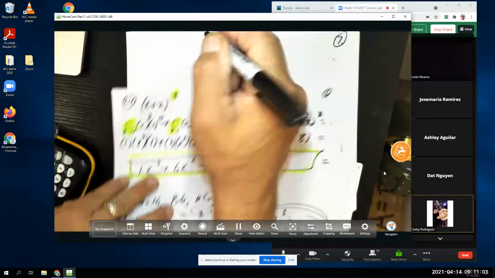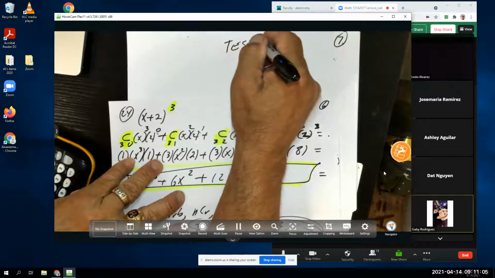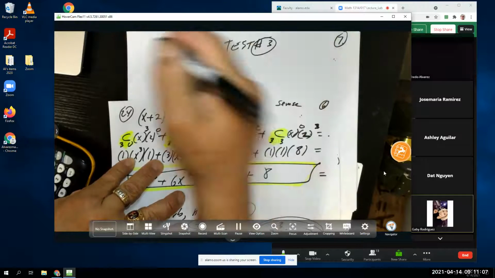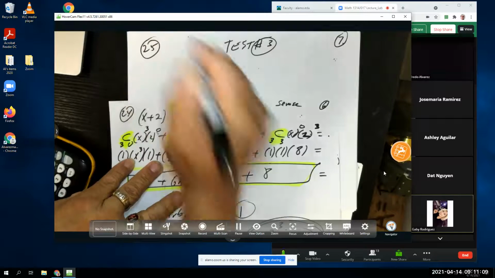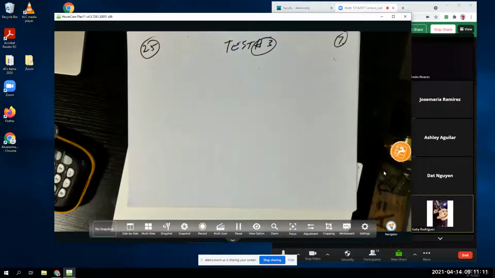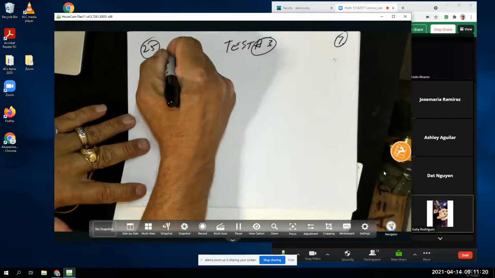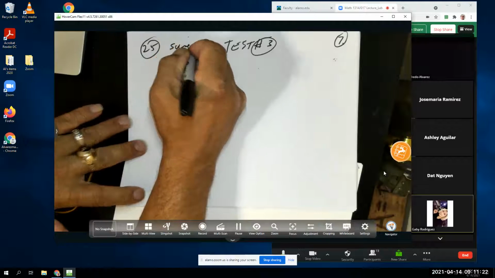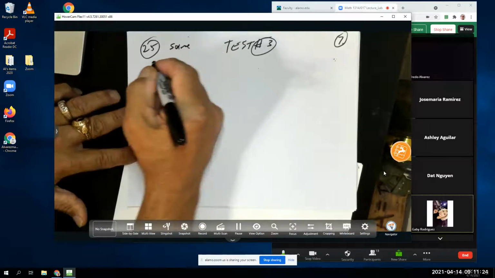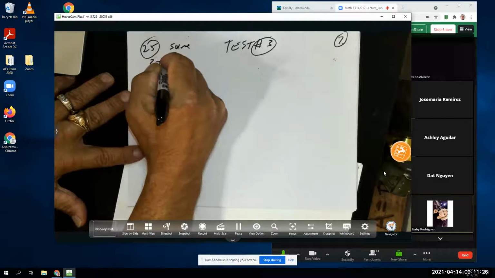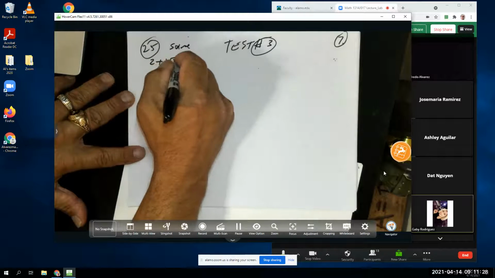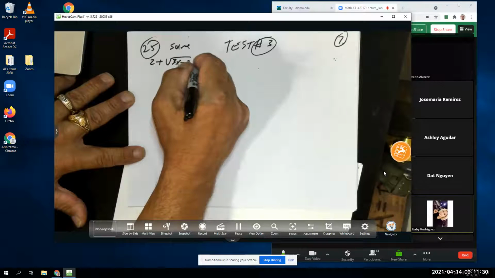All right. So again, what are we doing? Task number 3. And I'm going to do number 25. Okay, ready? So on this one, it says solve the following. Okay, got it. Solve, and let's see what this says. It says 2 plus square root of 3x minus 2 equals x.